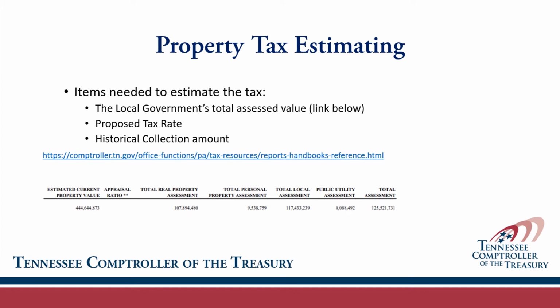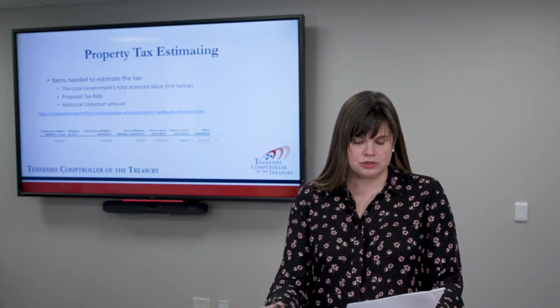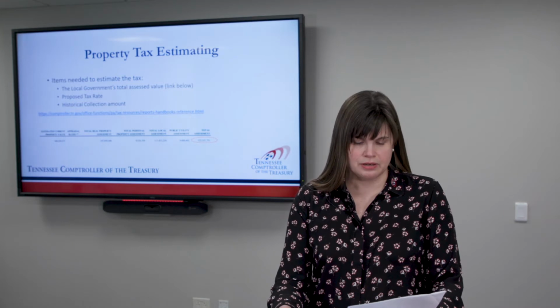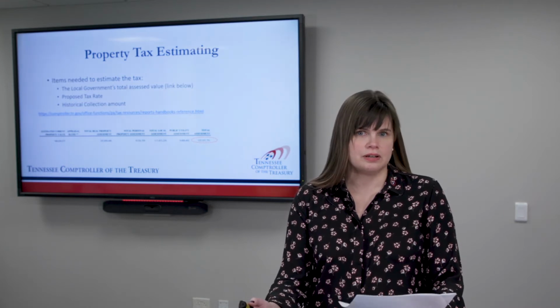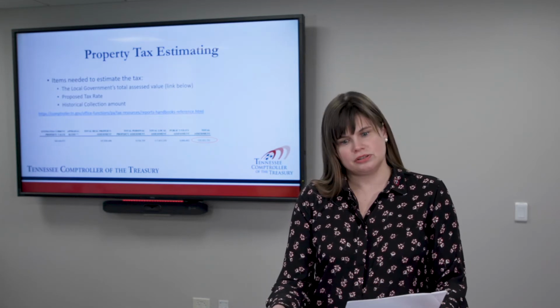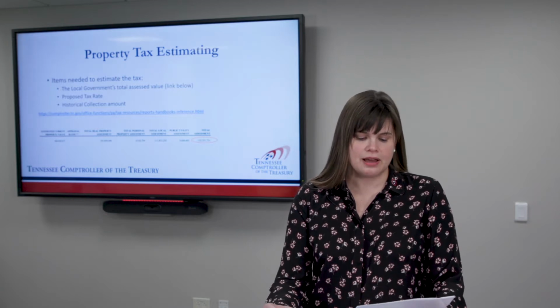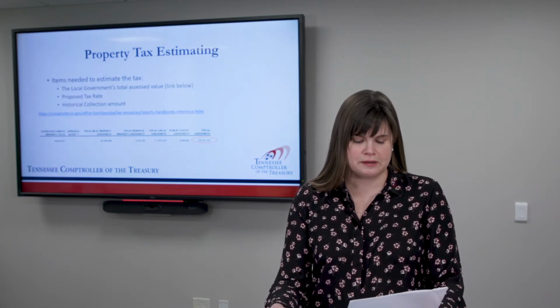On the Tax Aggregate Report, you'll be able to find the total assessed value for your jurisdiction. You'll see on the slide, we've circled it, it's in the last column all the way to the right. This is the total of your real, personal, and public utility assessments. In other words, this is your tax base for your jurisdiction. So you need that number. You also need to get your proposed tax rate or your adopted tax rate, as well as your historical property tax collection rate.